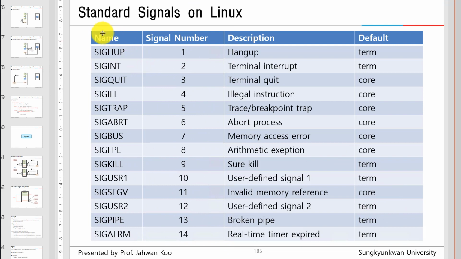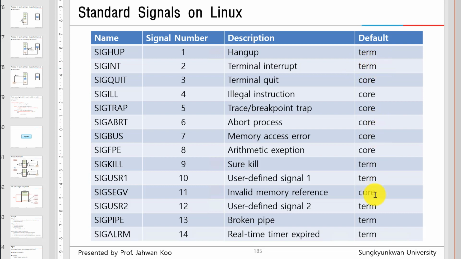This table shows the standard signals on Linux. You can see the signal name, signal number, description, and default actions. Term means termination. Core means core dumps. For example, let's see SIGINT. Its name is SIGINT. Its number is 2. It means terminal interrupt. Its default action is termination.